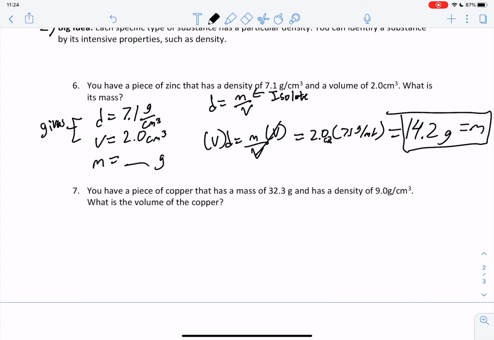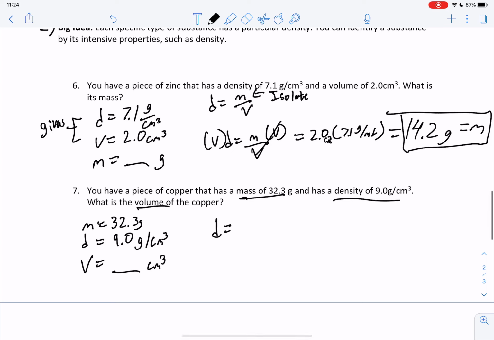Last one. So you have a piece of copper that has a mass of 32.3 grams and a density of 9.0 grams per centimeters cubed. What is the volume of the copper? So this is an opposite. We have mass this time. We have density. And we need volume. Okay, so we go back to our density equation again. Density equals mass divided by volume.